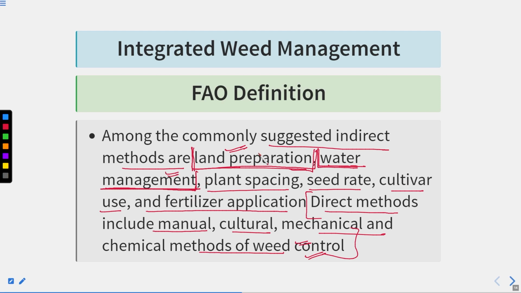So for that we have to properly prepare our land, we have to properly manage our water availability, plant spacing should be followed to have proper growth of our plant, seed rate should be followed, and the cultivar use also. So all these things, if you are following along with the different methods of weed control, then you are including manual, cultural, mechanical and chemical methods of weed control.